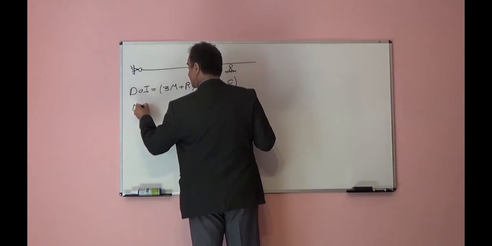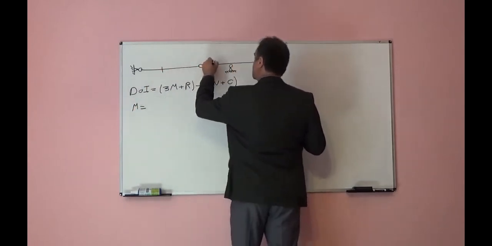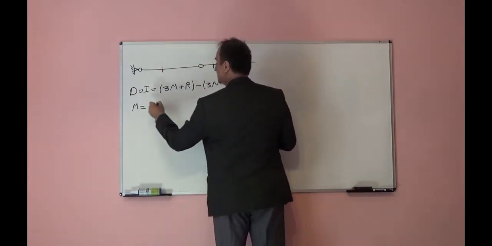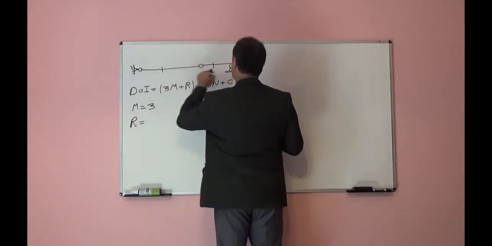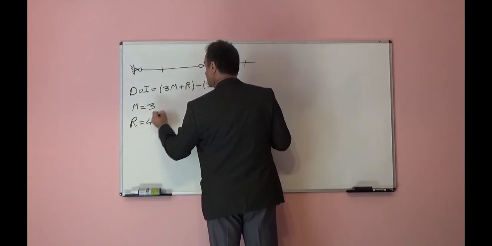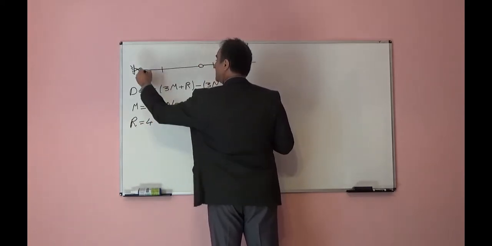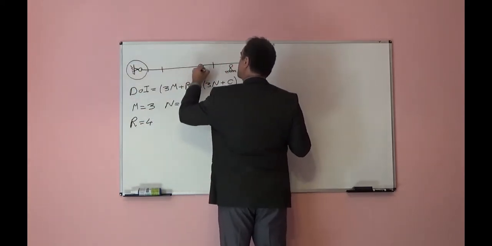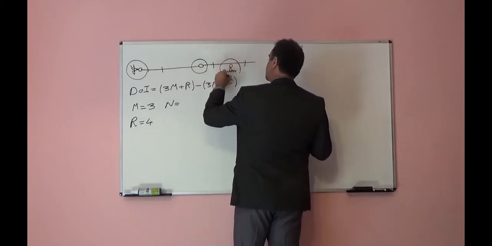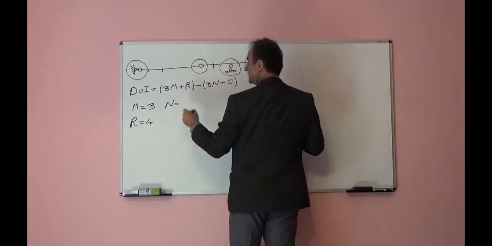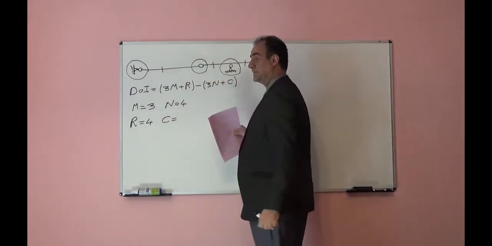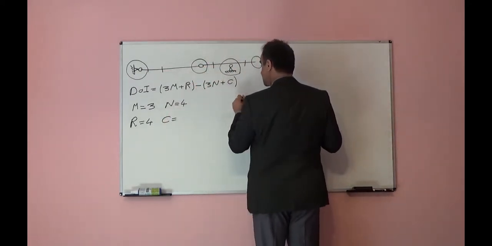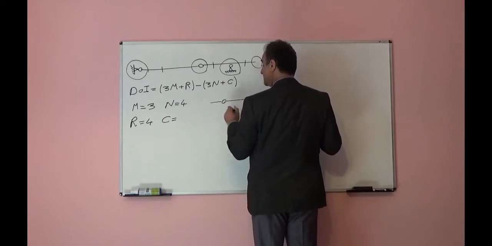Here, the number of members is 1, 2, 3. The number of reactions is 2 here, 4. The number of nodes is 1, 2, 3, 4. For the number of condition equations, because 2 members come to the hinge, the number of condition equations is 1.